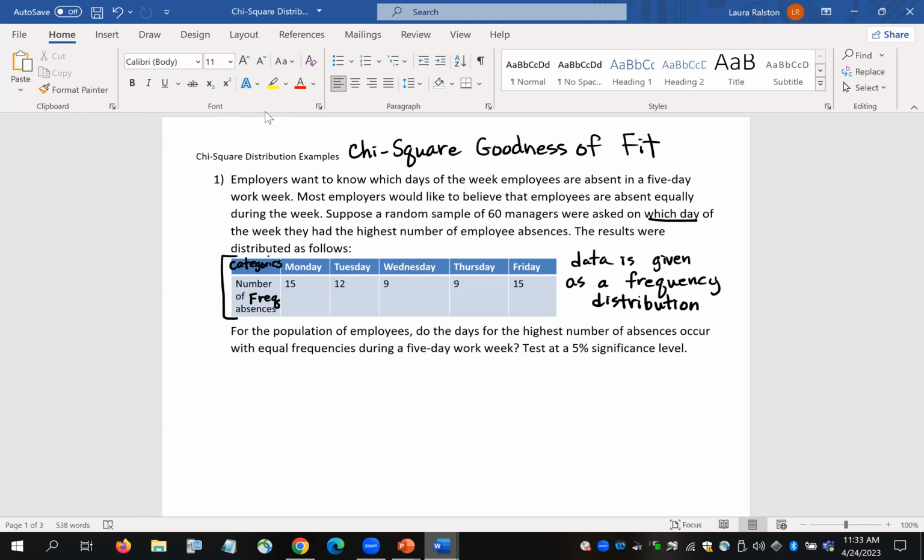I realize we've only done goodness of fit at this point, but for test of independence, you have a contingency table. This is not a contingency table. For test of homogeneity, it's usually a paragraph, if I'm not mistaken. It's not presented in a table form. So the fact that I have this frequency distribution that displays my data is really the biggest clue that this is chi-square goodness of fit.